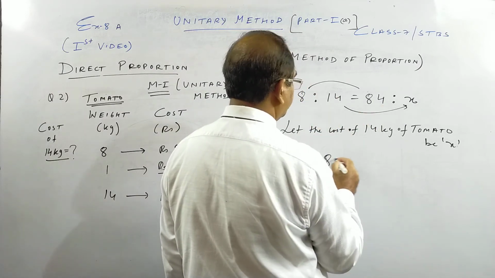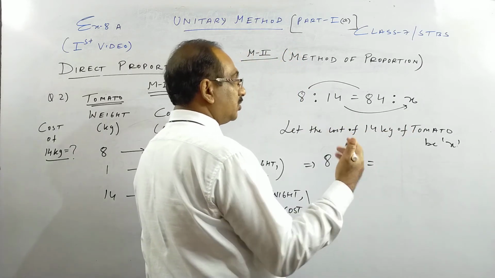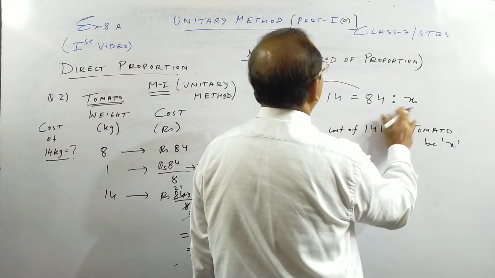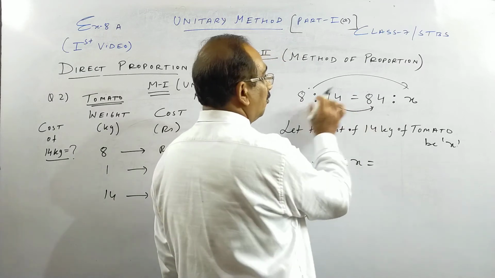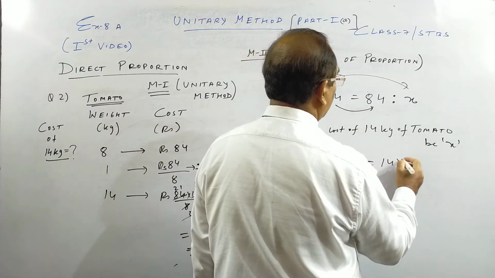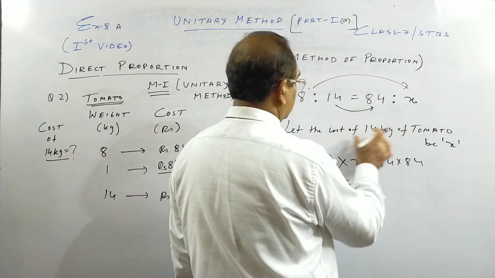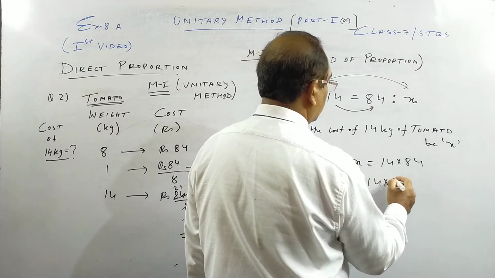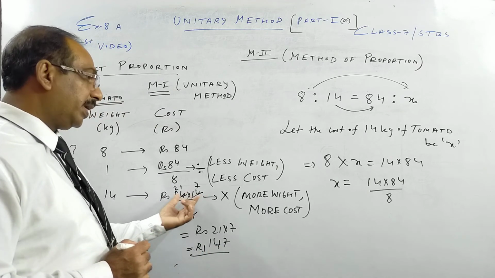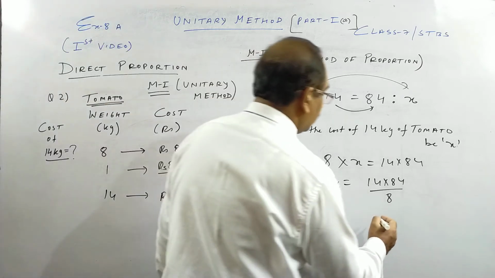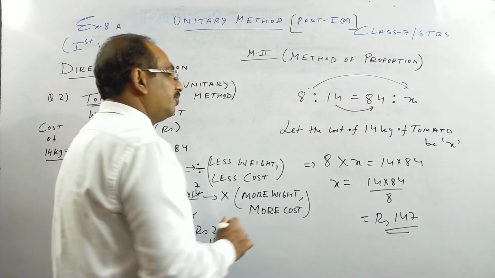Product of extremes is equal to product of means, as I have taught you in my earlier video lesson on ratio and proportion. So for solving, our arrows and all will change. Product of extremes is equal to product of the means. So x, the cost of 14 kg, will be 14 into 84 by 8. You see, same thing we get, children. 14 up, 84 up and 8 down. The same way when you solve, we will get rupees 147 as the cost of 14 kg.